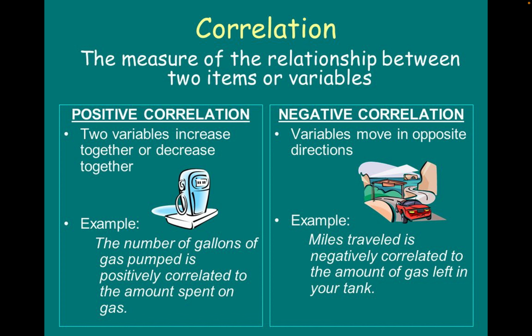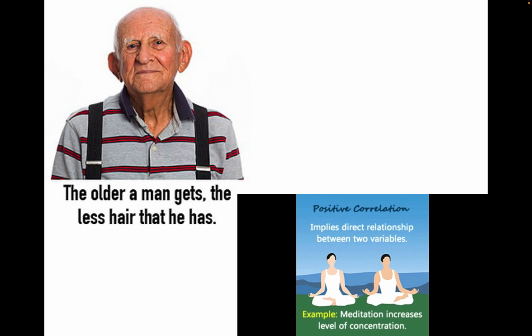The measure of the relationship between 2 items or variables, that is the correlation. The positive correlation: 2 variables increase together or decrease together. Example: the number of gallons of gas pumped is positively correlated to the amount spent on gasoline. Negative correlation: variables move in opposite directions. Examples: miles traveled is negatively correlated to the amount of gas left in your tank. The older a man gets, the less hair he has.